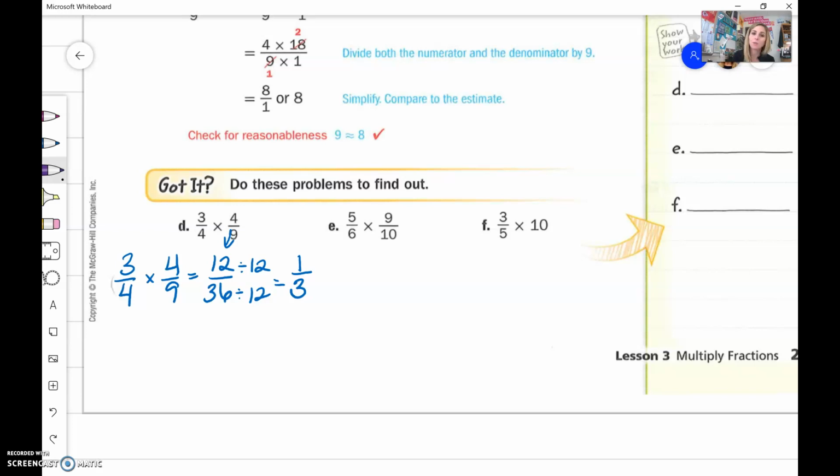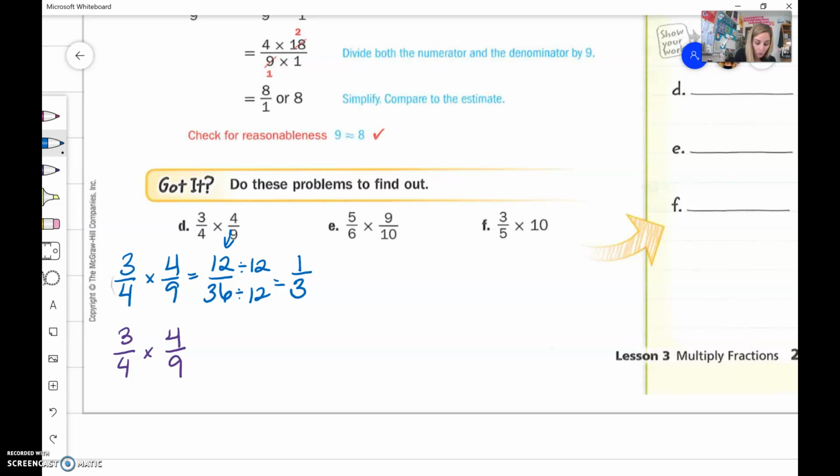So watch what happens when we cross-simplify at the beginning. So 3/4 times 4/9. What I'm going to do is I'm going to look at the numbers across from one another. Okay, you can circle them, you do not have to. I'm just showing you that's what cross-simplifying means. Now what I want to do is go back to that problem. I'm going to undo it, and I'm going to look at 4 and 4.